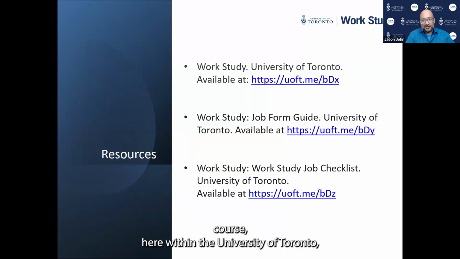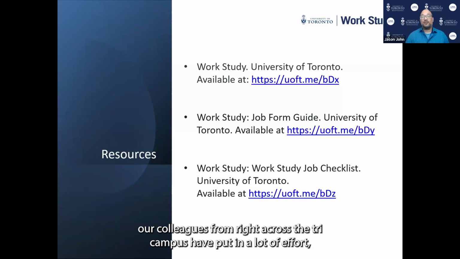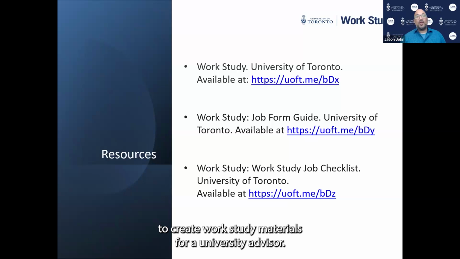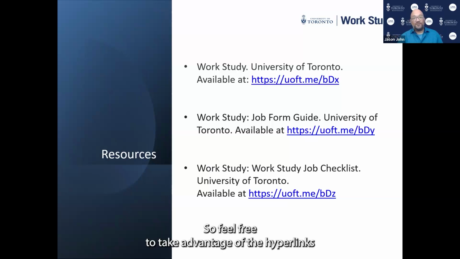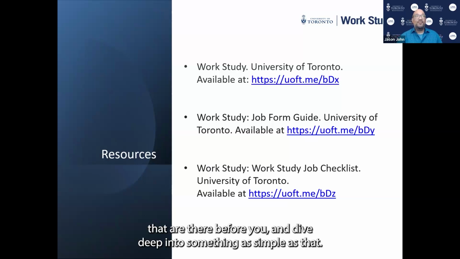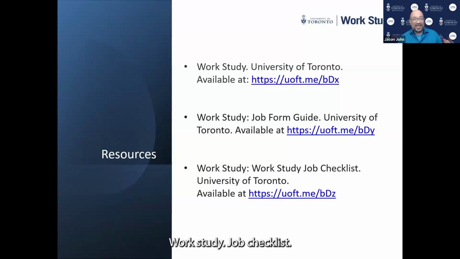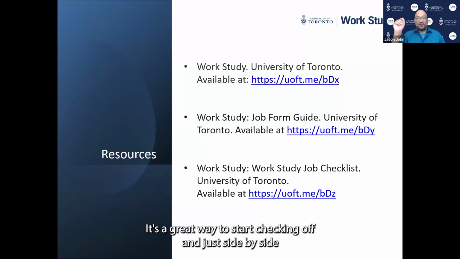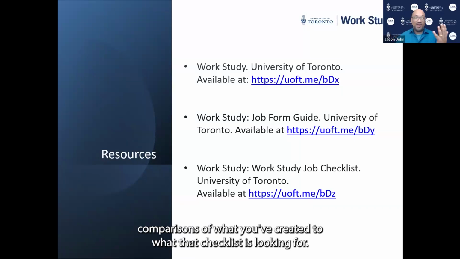And of course, here within the University of Toronto, our colleagues from right across the Tri-Campus have put in a lot of effort to create work study materials for you, the supervisor. So feel free to take advantage of the hyperlinks that are there before you and dive deep into something as simple as the work study job checklist. It's a great way for you to start checking off and making side by side comparisons of what you created to what that checklist is looking for.